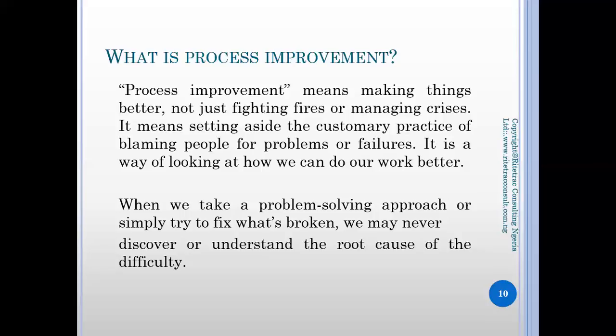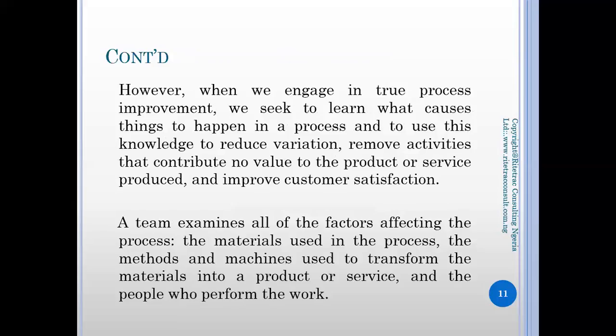Once there's a problem, we'll start treating the symptoms. I want results immediately. They don't go down looking at the process to know the thing that must have caused that problem, the root cause of the problem. And that is why you are here. However, when we engage in true process improvements, we seek to learn what causes things to happen in a process. By so doing, you are getting to the root cause. You are not treating symptoms. And to use this knowledge to reduce variation, remove activities that contribute no value to the product or service produced, and improve customer satisfaction.